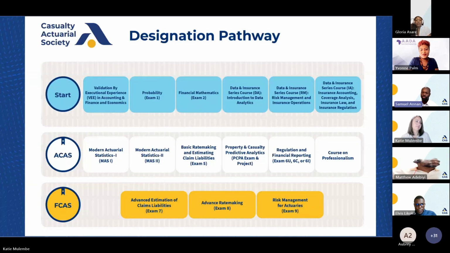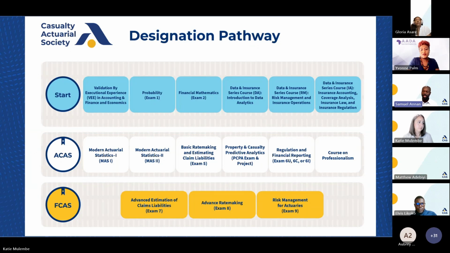Now, the exams are structured in 3 layers. The first layer is foundational. It's the kind of thing that you need to know to be able to build on. So you need to have some understanding of probability, for example, and financial mathematics. But there are some other general knowledge items like accounting, economics, finance, and data and insurance topics surrounding analytics, risk management, and insurance operations, as well as the types of coverages that are usually sold, and insurance laws and regulations. So that's that first layer in blue.